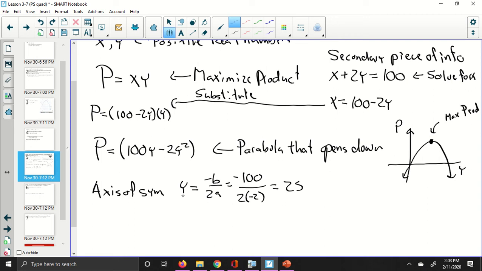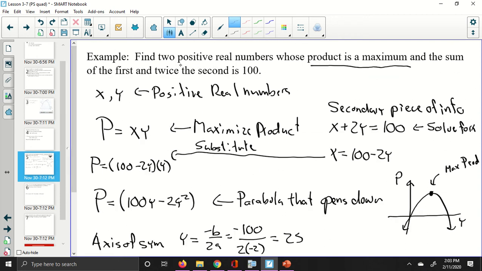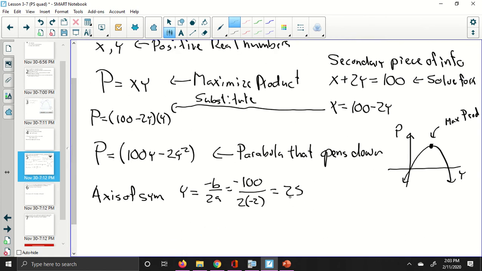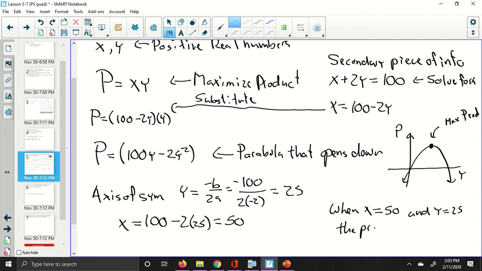So since my y value is 25, they're not actually asking for the maximum product. They say find two positive numbers whose product is a maximum. So since I know that my y value is already 25, I can go back to this x value and say x is equal to 100 minus 2 times 25, which gives me an x value of 50. So when x equals 50 and y equals 25, the product is a maximum.